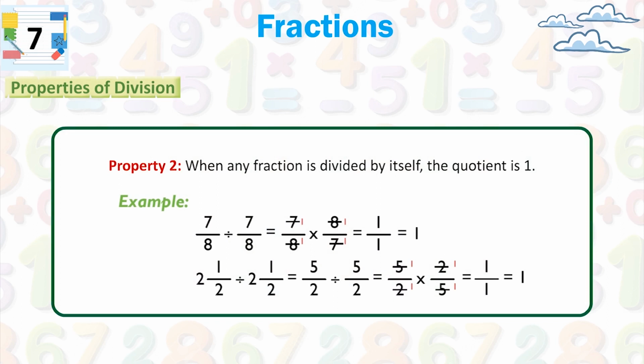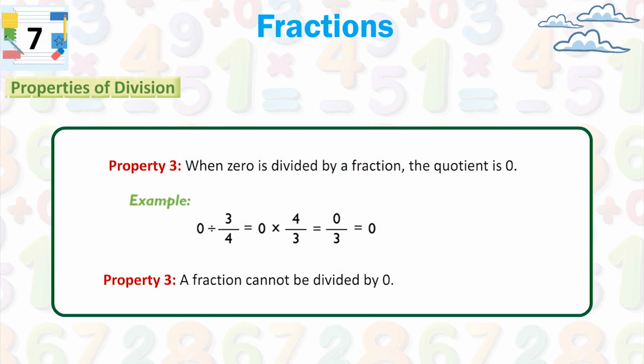Property 2. When any fraction is divided by itself, the quotient is 1. Example, 7/8 divided by 7/8 is equal to 1/1 is equal to 1. 2. 2 1/2 divided by 2 1/2 is equal to 5/2 divided by 5/2 is equal to 1/1 is equal to 1.